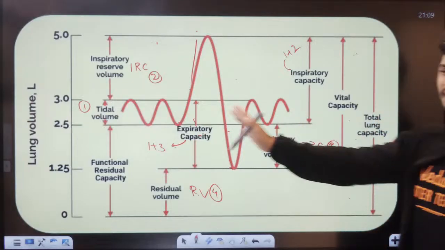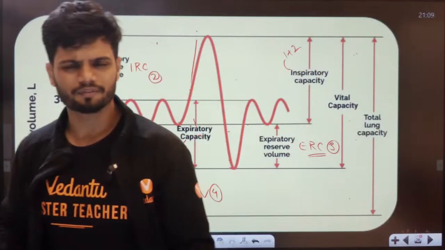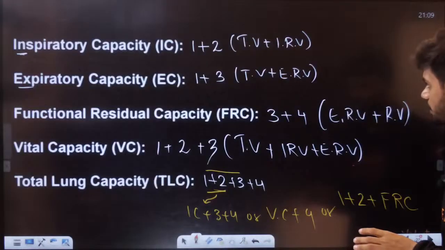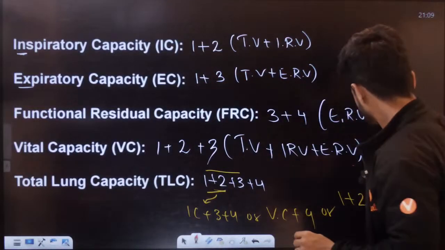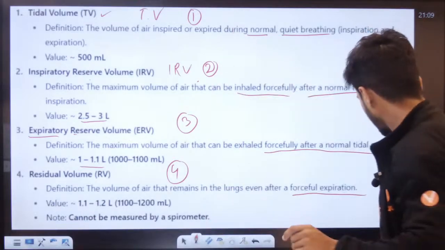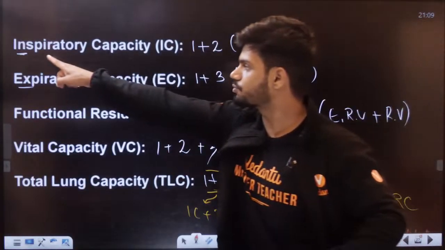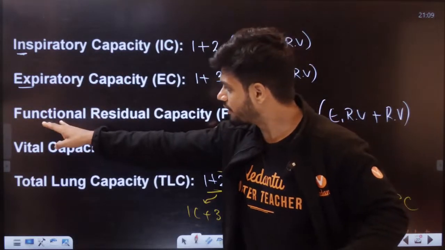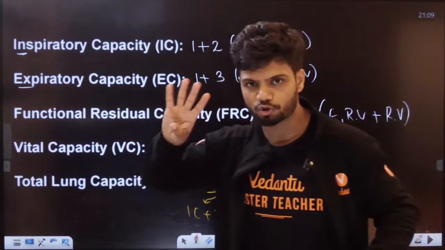So it's very easy to understand now, with the help of small tricks 1, 2, 3, 4. You only have to remember this one here. Just remember what 1, 2, 3, 4 are first. If you know what 1, 2, 3, 4 are, you can tell inspiratory capacity is 1 plus 2, expiratory capacity is 1 plus 3, and tidal volume. Then functional residual capacity: residue is 4.